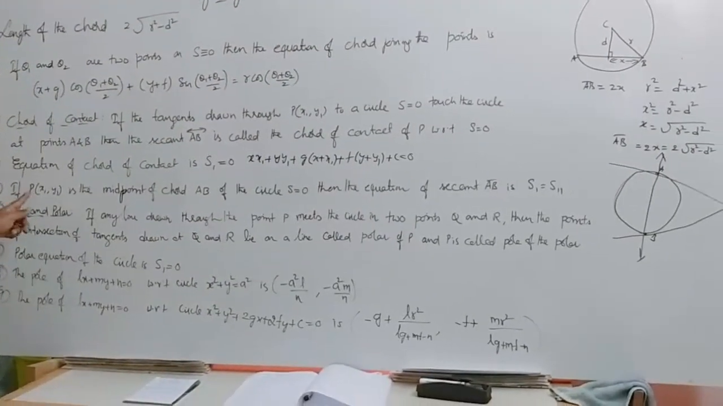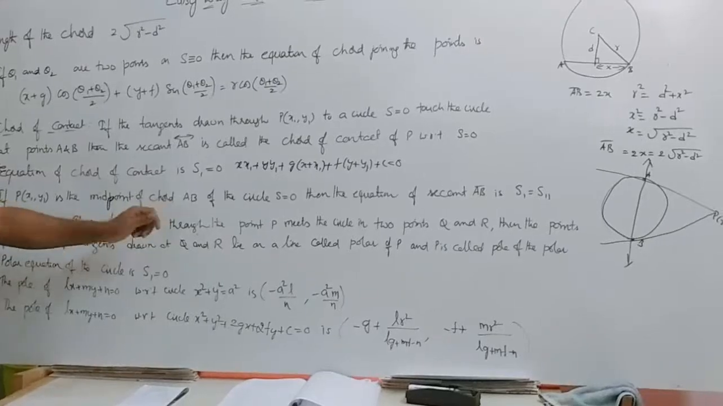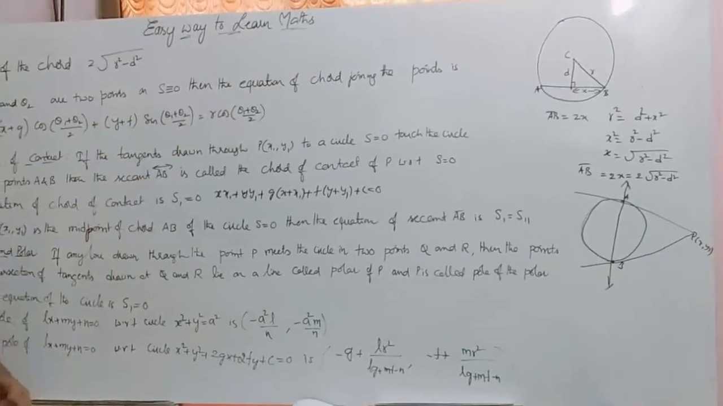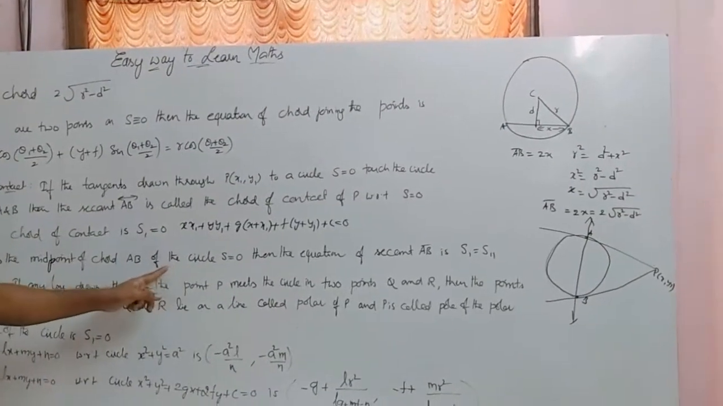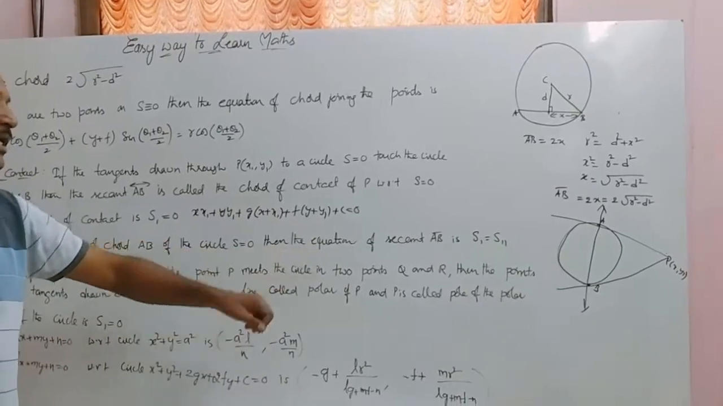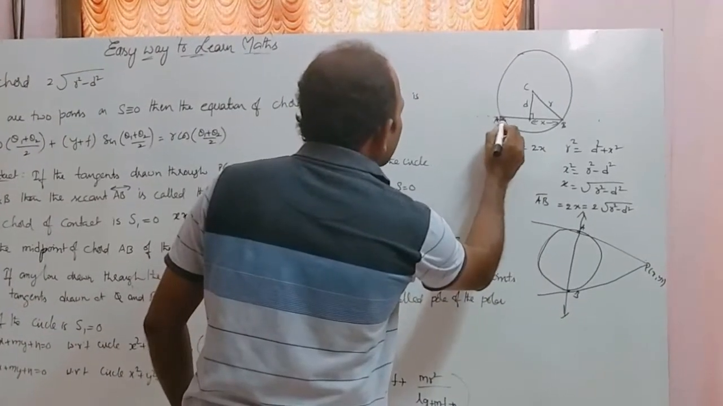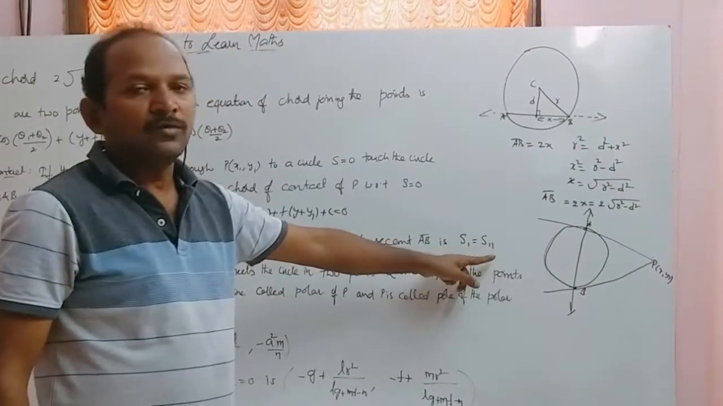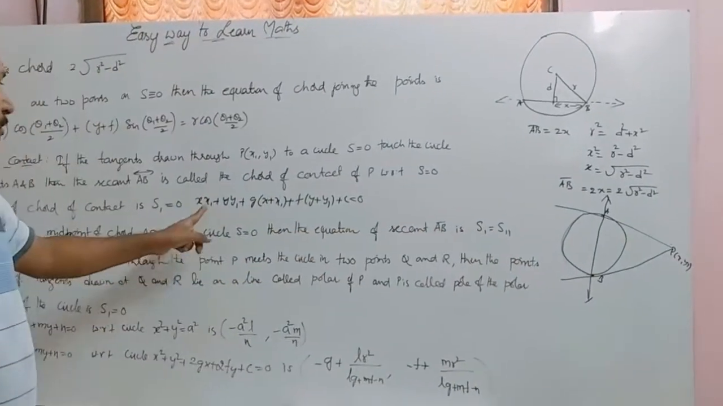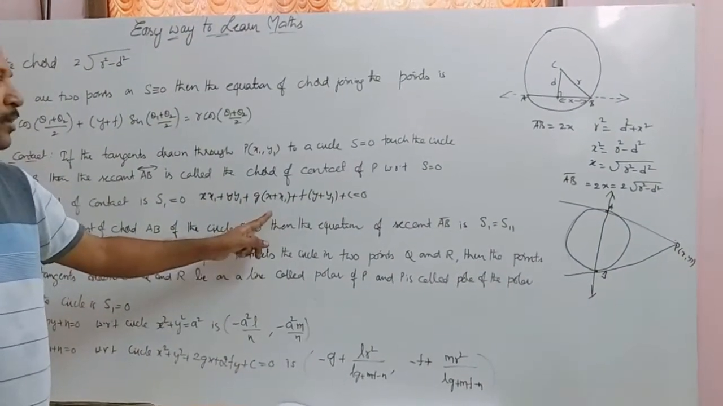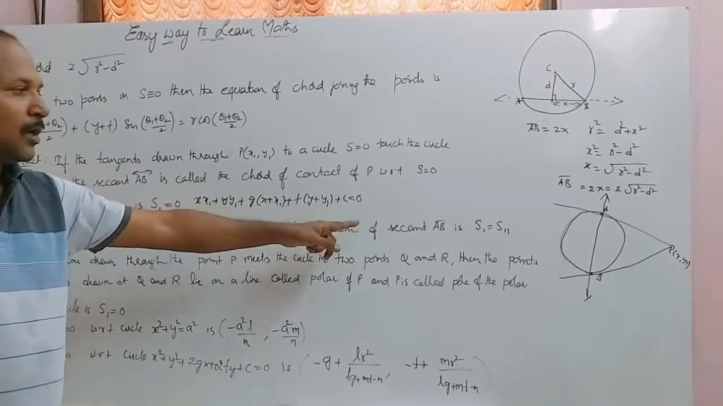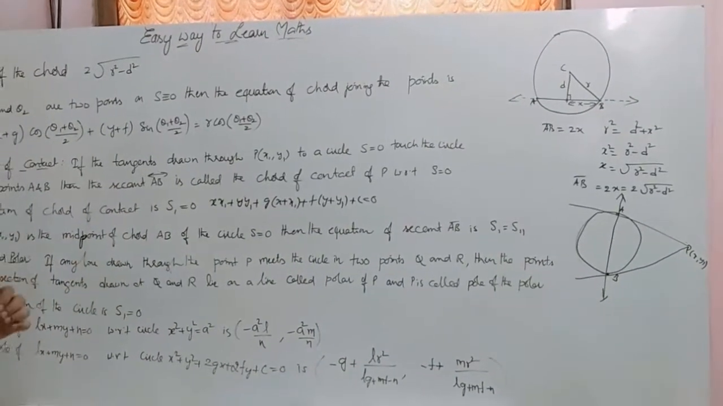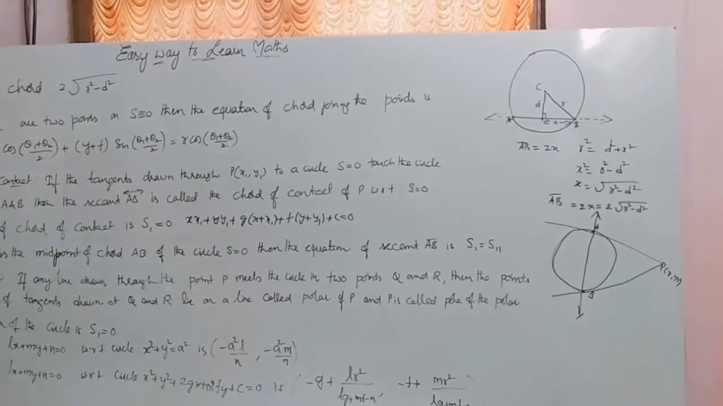Now, if P(x1, y1) is the midpoint of the chord AB of the circle S equal to 0, then the equation of the secant AB is S1 equal to S11. Again S1 is nothing but x x1 plus y y1 plus g into x plus x1 plus f into y plus y1 plus c equal to 0, and S11 is nothing but x1 square plus y1 square plus 2g x1 plus 2f y1 plus c. That is the equation of the secant.